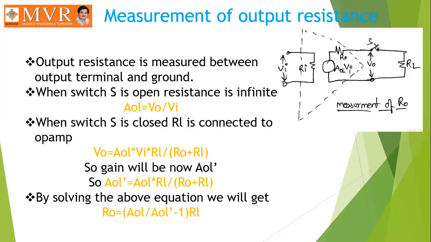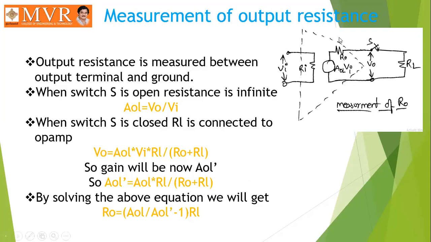This AOL dash can be obtained by connecting this switch S. So when this RL is connected, we can calculate the AOL dash. We can measure the output voltage V naught, and we already know the value of Vi. So we will obtain the AOL dash. By obtaining the AOL and AOL dash, we can obtain the value of R naught. So in this way, we measure the value of output resistance R naught.